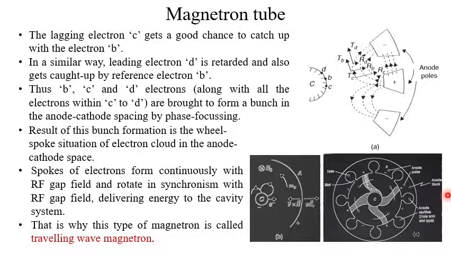That is why this type of magnetron is called traveling wave magnetron. So if we can somehow see the electron motion, you see that these spokes are actually rotating at the speed of the RF field. But actually we cannot see it because electrons are invisible. But if we could have seen these electrons, the picture would be like a wheel spoke rotating at the speed of microwave.